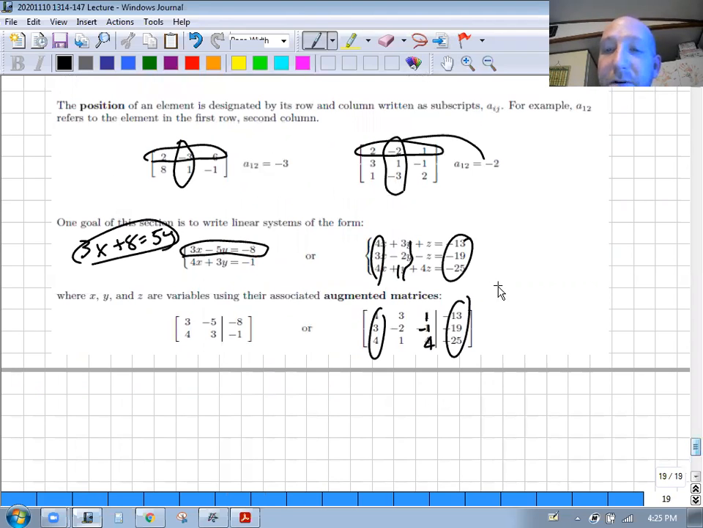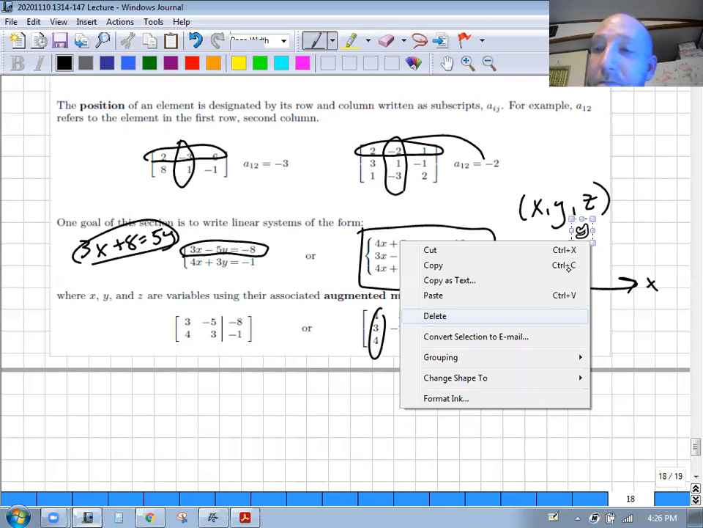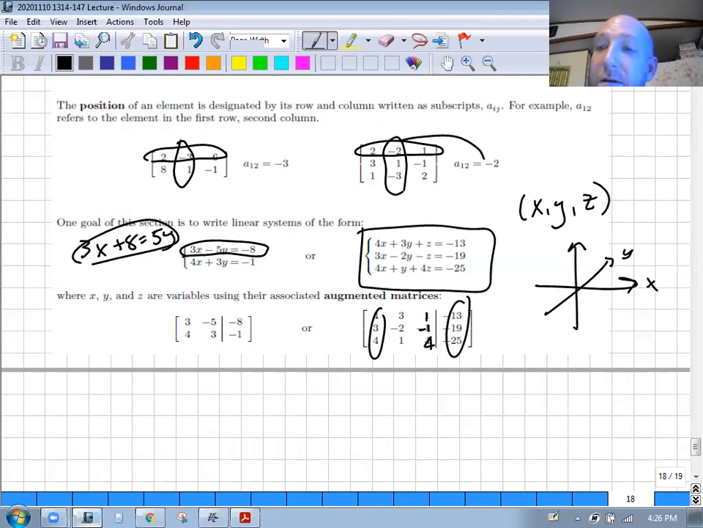Right, this guy right here, there's 3 equations with 3 unknowns. That means there's going to be one solution of the form x, y, z. This is a coordinate in 3-dimensional space. All right, so it's 3-dimensional space, right? So each one of these is a line. Where all 3 of these lines in 3-dimensional space intersect is the solution.